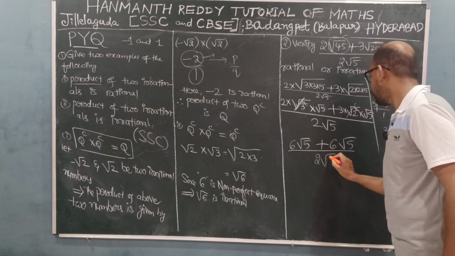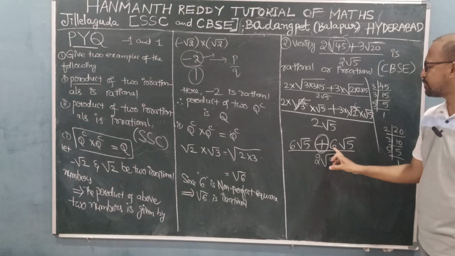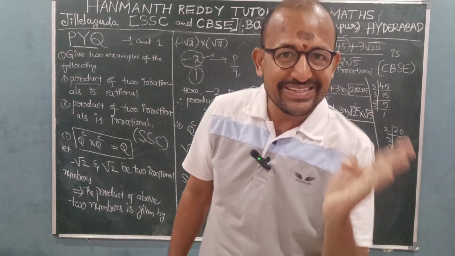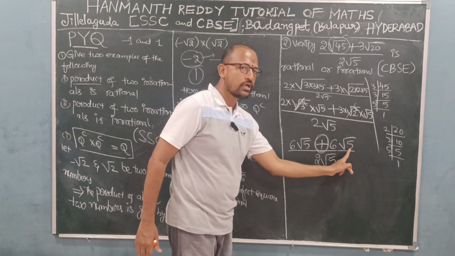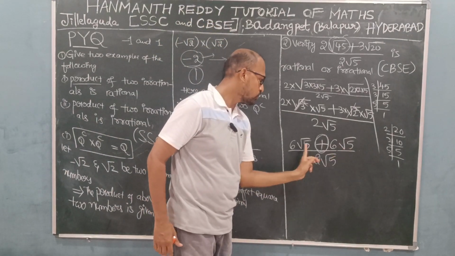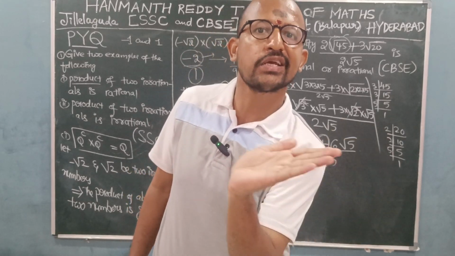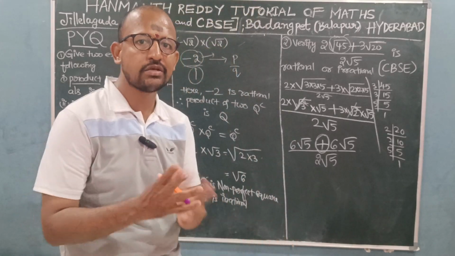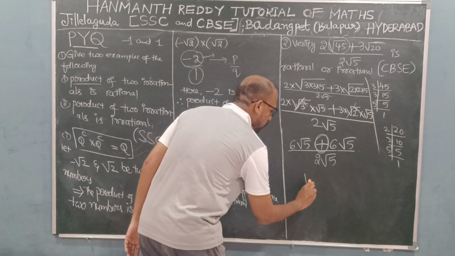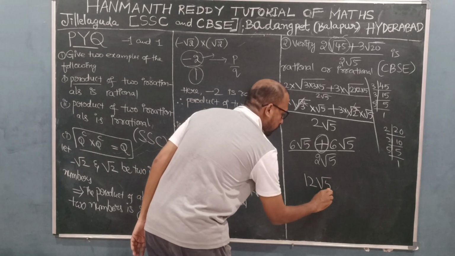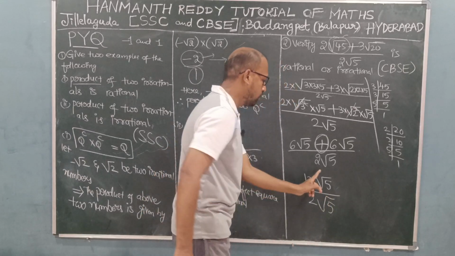Yesterday I told you how to add these. Since it is addition, add only the coefficients, 6 plus 6, or in your mind 6x plus 6x, because both are the same. Here the radicand is 5, here also the radicand is 5, and the order is 2 in both, so assume it as x. 6x plus 6x is 12x. So now 12√5 over 2√5.